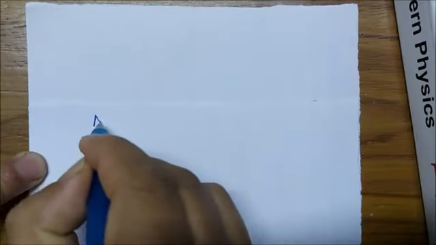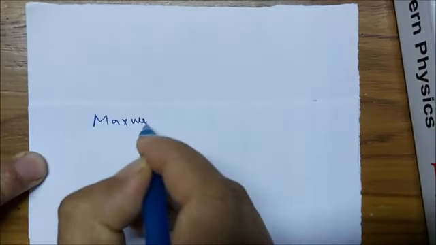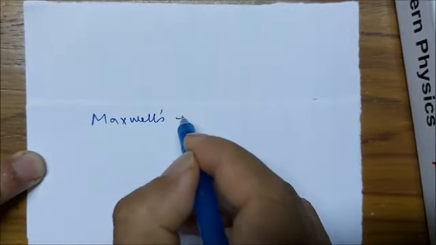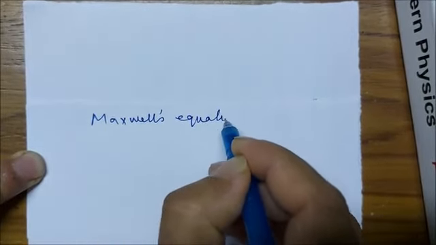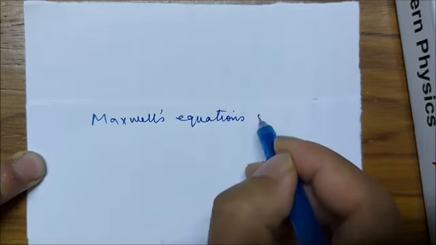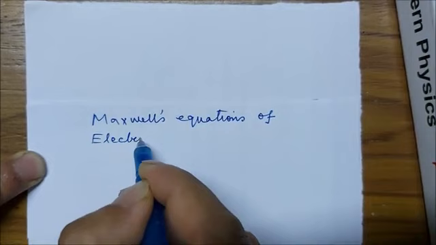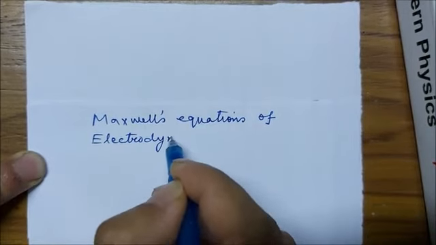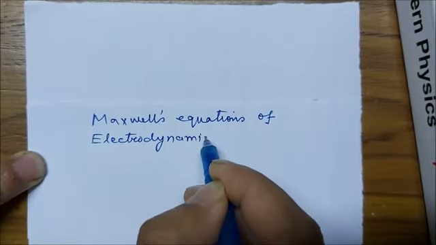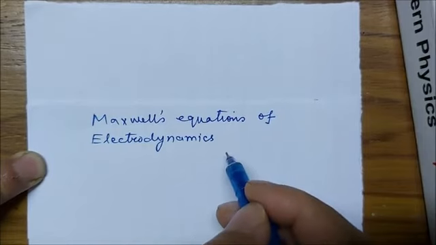Today's topic is Maxwell's equations of electrodynamics, or what we call electricity and magnetism.